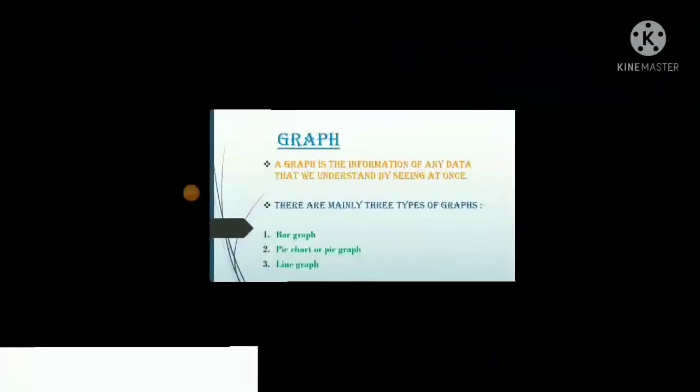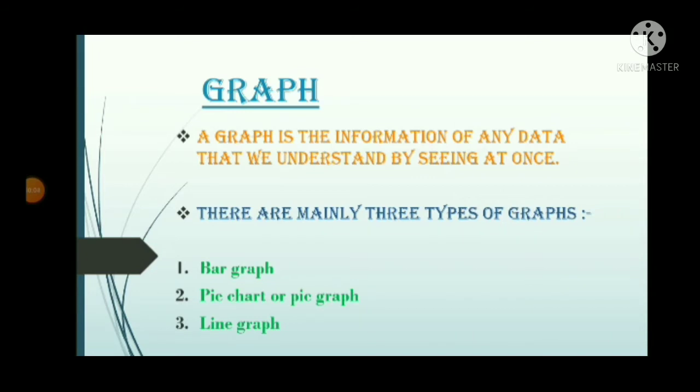Now our next topic is graph. Mainly there are only three types of graph: pie graph, line graph and bar graph. But we will mainly study only line graph. And what is a graph? A graph is the information of any data that we understand by seeing at once. So let's understand what is a line graph with its example.